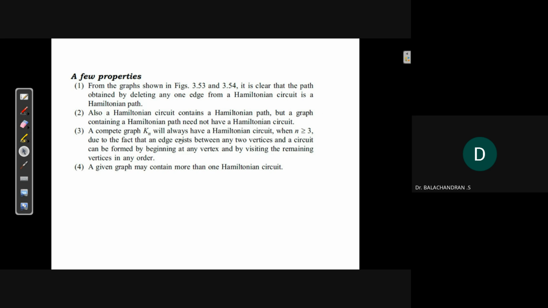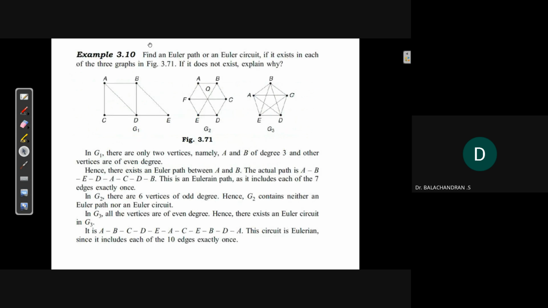Note 3: the complete graph Kn, with n greater than or equal to 3, always contains a Hamiltonian circuit, and hence the complete graph Kn, n greater than or equal to 3, is a Hamiltonian graph. A given graph may also contain more than one Hamiltonian circuit. These are some of the properties you should know about Hamiltonian cycles.